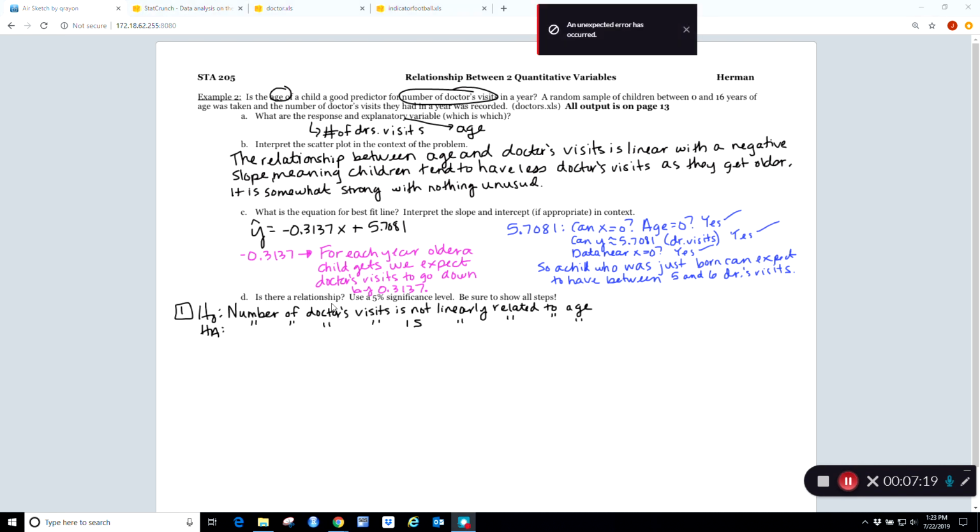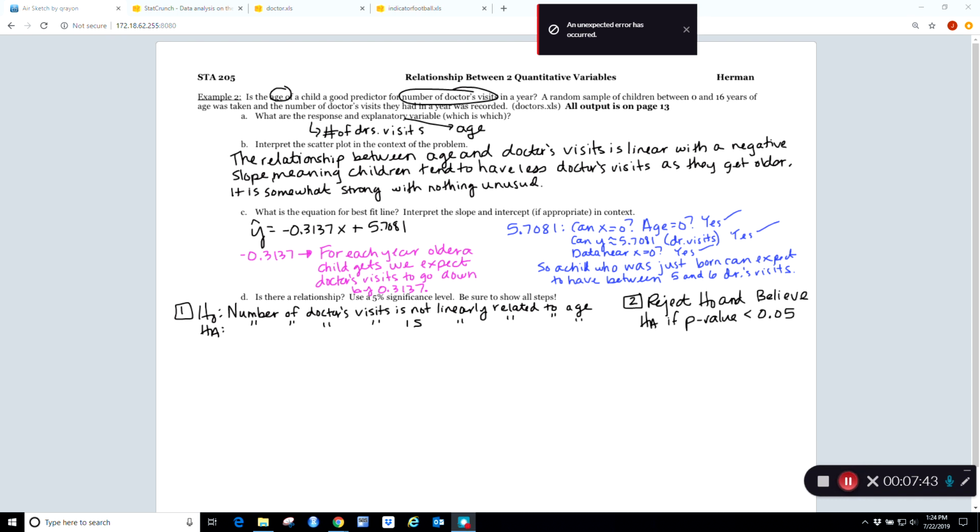So looking at to see if there is a relationship, we're going through all steps here. So our null hypothesis is that there is not this linear relationship between doctor's visits and age. And the alternative is that there is this linear relationship between doctor's visits and age. Remember, this first one is the response variable, and the second one is the explanatory variable.